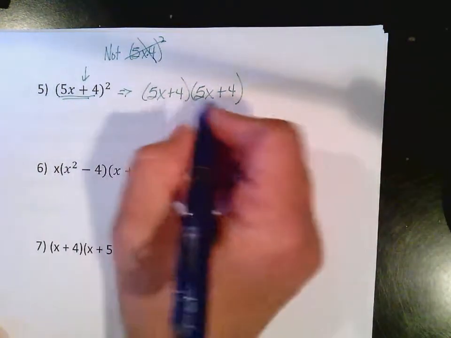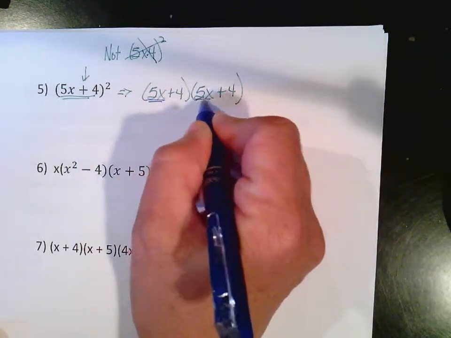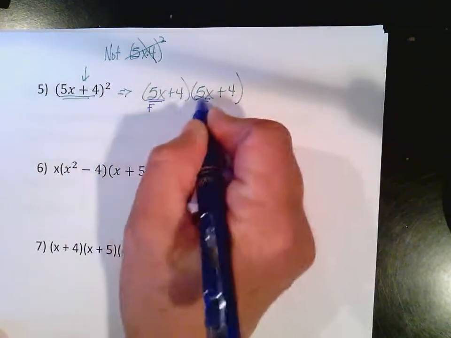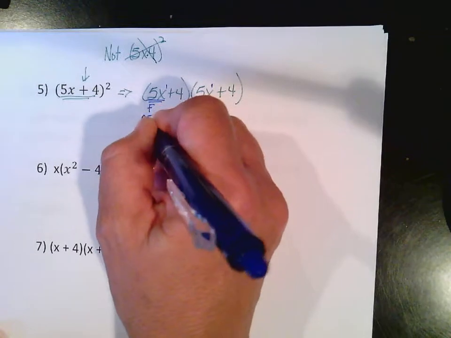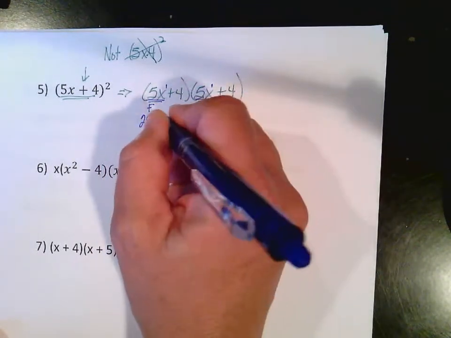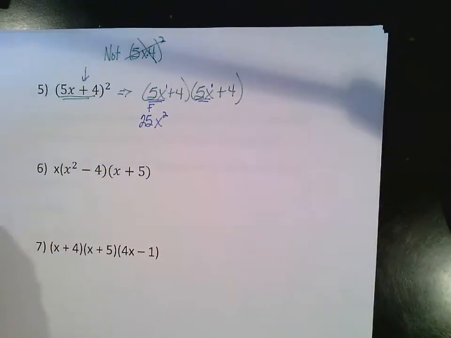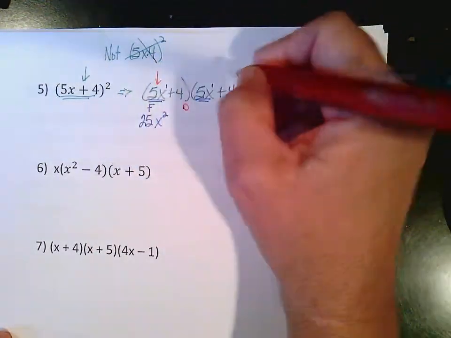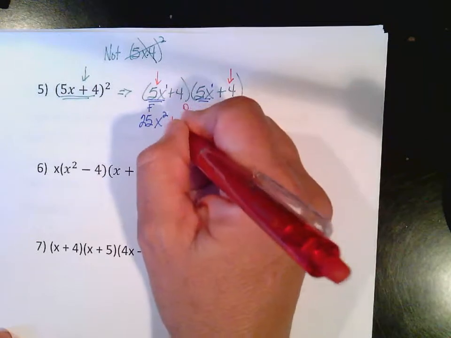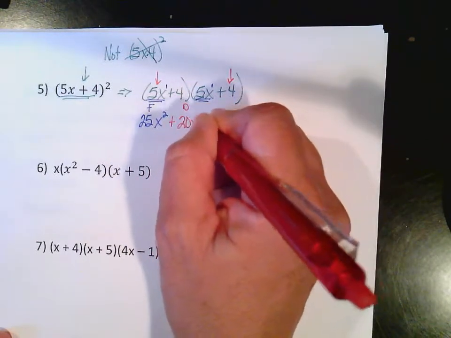Okay, now if I FOIL this, I multiply my first terms. 5x times 5x, remember this is x to the first. 5 times 5 is 25. X times x means I'm adding an exponent, so that's x to the second. Then I'm going to do my outside terms. So that's 5x times 4. 5 times 4 is 20, so that's 20x.